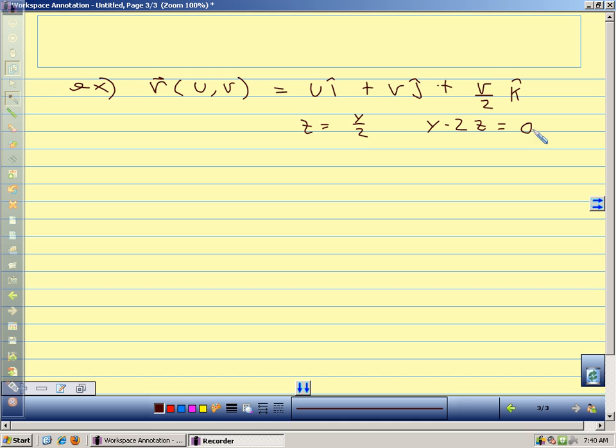What kind of surface is that? A line? In 3 dimensions? It's a plane. This would be a plane, because we get y equals negative 2z for any x. So this is going to be a plane. Let's look at another one.